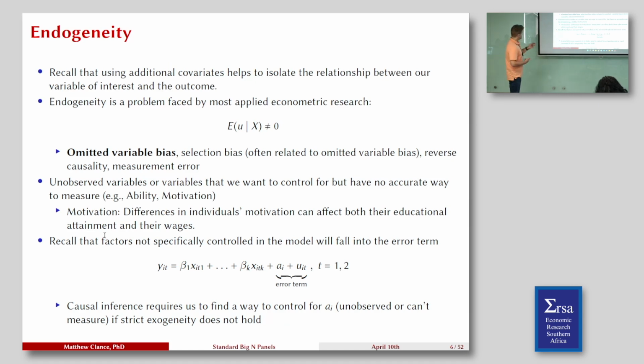Okay, so causal inference basically requires us to find a way to control for the AI that's unobserved or can't be measured if we want strict exogeneity to hold. When I mean this, I mean if there is some type of relationship or correlation between AI and the other right-hand side variables, this is problematic for us. We need to figure out how to control, or at least mitigate the problems related to that.